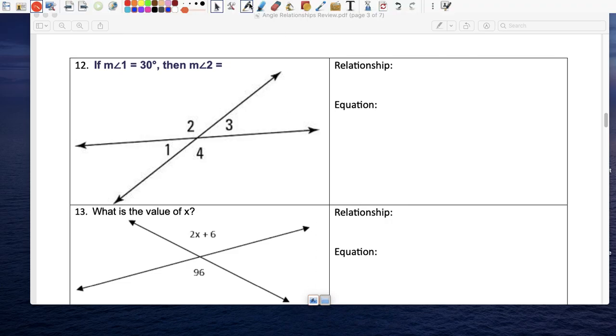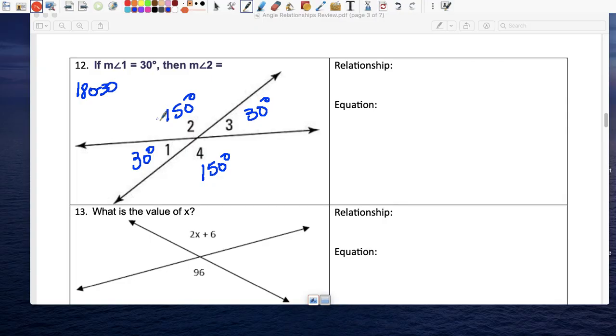How many questions does this have? 12. If angle 1 is 30, let me go ahead and put 30. What's the value of angle 2? Well, let's do this whole thing. If that's 30, guess what? This is 30 degrees. And what's angle 2? Well, angle 2 is going to be the supplement of 30 degrees. 180 minus 30. This guy's going to be 150, which makes angle 4 also 150.